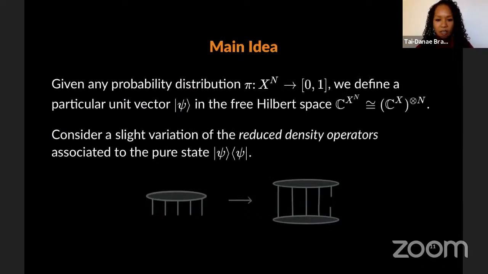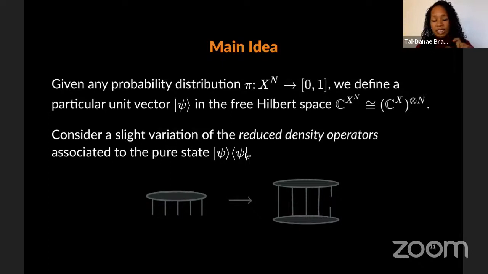Here's the main idea, the roadmap. It starts with the fact that we have a probability distribution on our set of sequences. This is the main ingredient. Now here's the outline. Given that probability distribution, we're going to define a particular unit vector in the free Hilbert space generated by our set of sequences. That decomposes as an n-fold tensor product. Now, I have this unit vector, and associated to it is a pure quantum state, a rank 1 density operator, namely orthogonal projection onto this unit vector.